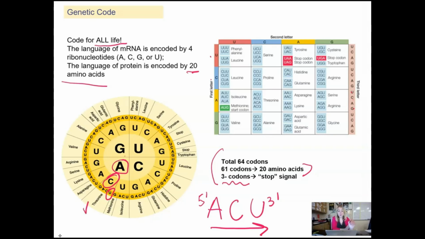And then to find it in a table, we choose the first letter from the column. So here's my first letter here. And then we're looking for C. Pick the letter from this column here. So this is the C. And then make these meet here in the box. And then, of course, the third one you can choose from this column here, but you can easily see that this is your ACU and it codes for threonine.